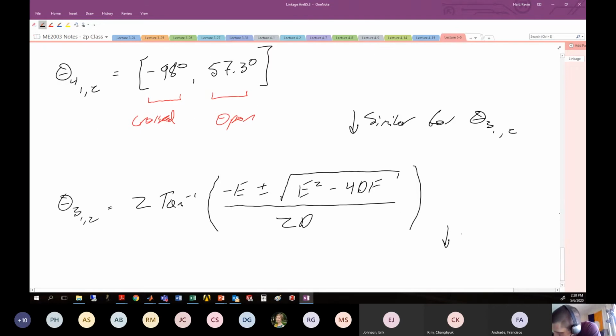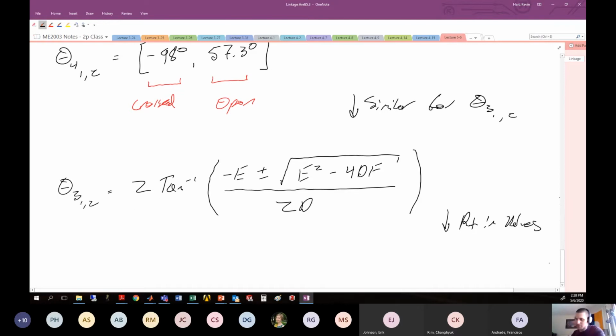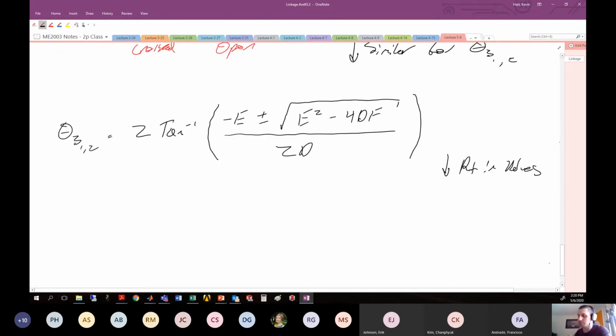All right, so put in values. And you'll find that because we have real solutions for theta 4, we would expect real solutions for theta 3, which is what we observe here. And you'll find that theta 3, 1 and 2, are equal to the following: negative 61 degrees and 20 degrees. More specifically, 20.3 degrees.